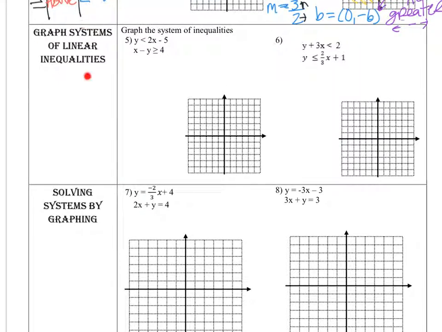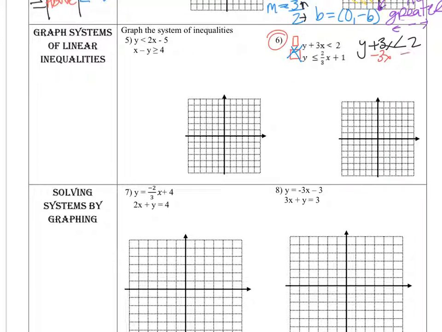Now we're going to be looking at graphing a system of linear inequalities. It means you're going to be graphing two lines at once. So I'm going to start by doing number 6 with you. So my goal is to put these both in slope-intercept form. And let's just do a quick checkbox here. Who's in slope-intercept form? Voila, this one is in slope-intercept form, so I'm a happy camper. But the top one is not. So I have y plus 3x is greater than 2. This is an easy fix.